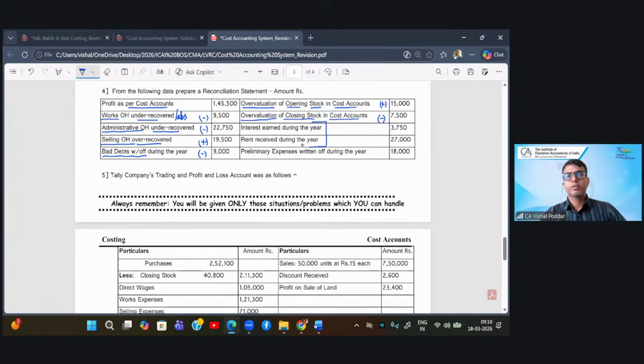Now coming to these two items, both are incomes which are earned or received. Interest earned, rent received, these are your incomes. Importantly, these incomes are financial incomes. They never come in your costing books. Costing books never consider financial income and financial expense. So these both are only in financial books and both are income. So what is the impact? Financial profit is higher. We are standing at this stage of costing profit. Financial profit is higher, so we have to climb upwards.